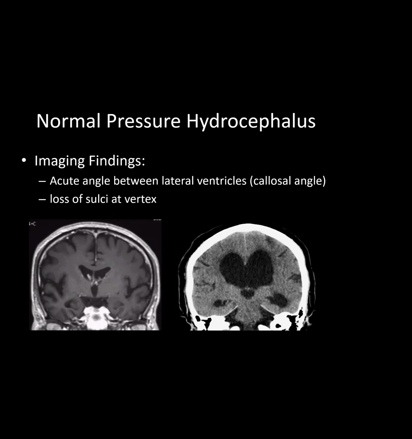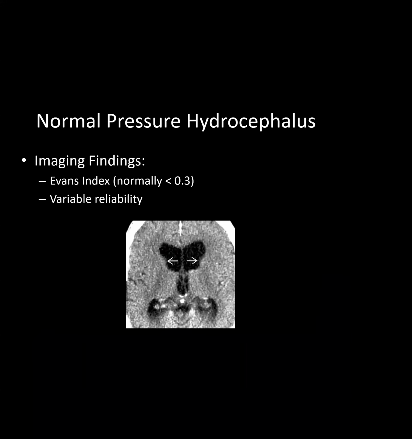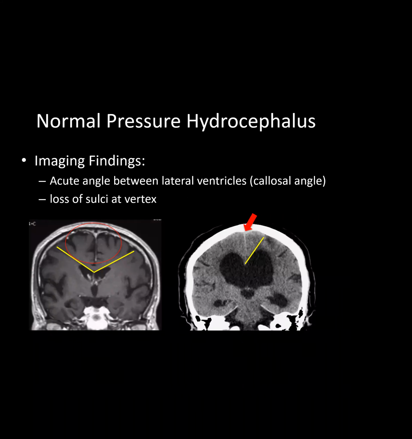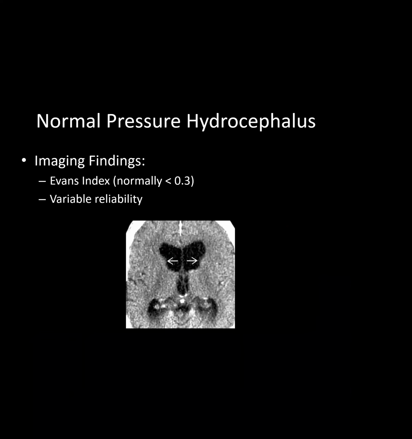If you're not sure whether the enlarged ventricles you're seeing are from hydrocephalus or just atrophy, there are a couple of different measurements you could take. One is the callosal angle. If you look at the angle between the lateral ventricles on a coronal image at the level of the posterior commissure by the pineal gland, and that angle is acute, less than 90 degrees, with tight sulci at the vertex, that's a pretty good appearance for hydrocephalus. If you have wide sulci and a wide callosal angle, that's less likely to be NPH.